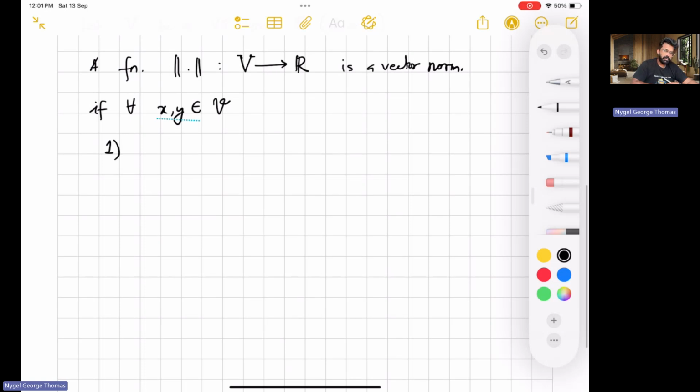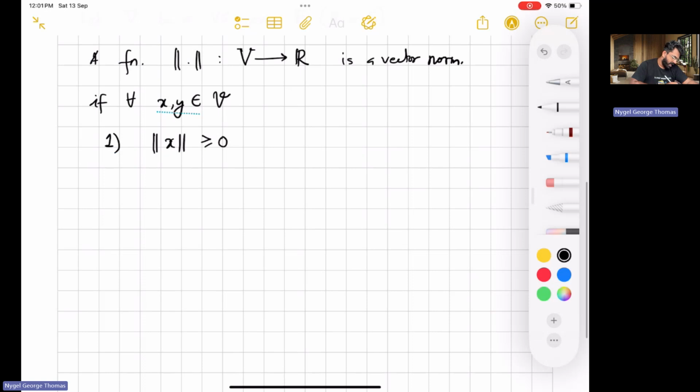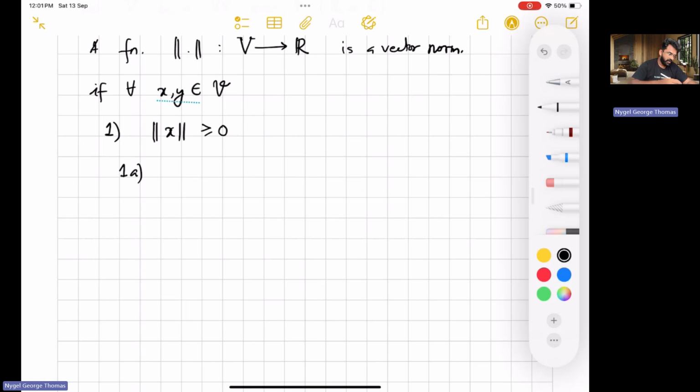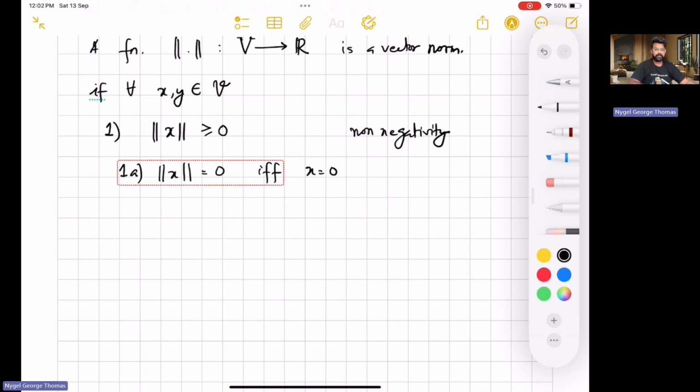So the first property is called non-negativity. That is, the norm of x for any x belonging to this vector space should be greater than or equal to 0. The second property is called positivity, which means that the norm of a vector is equal to 0 if and only if x is equal to 0. For any other vector which is not 0, it will have a positive norm. This is something which is known as positivity.